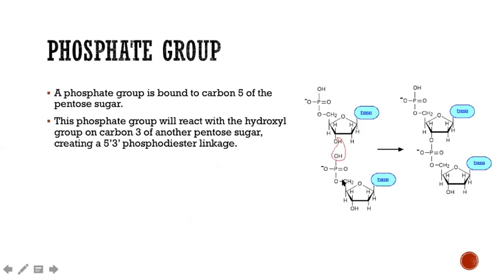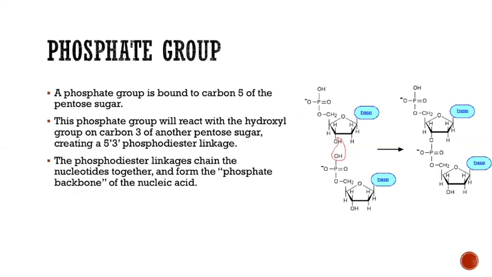So this phosphate here is a little modified. The phosphate from carbon 5, 1, 2, 3, 4, 5, this hydroxyl group will react with the hydroxyl group on carbon 1, 2, 3, and create a phosphodiester linkage here between the two ribose, or between the two nucleotides. So these phosphodiester linkages chain together all the different nucleotides and form what's called the phosphate backbone of the nucleic acid.